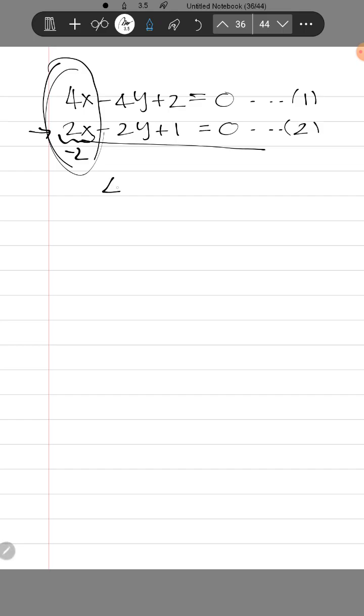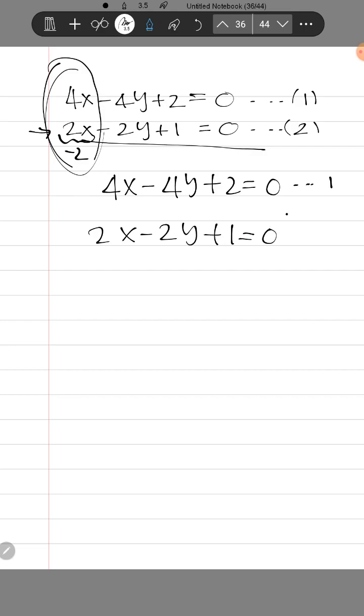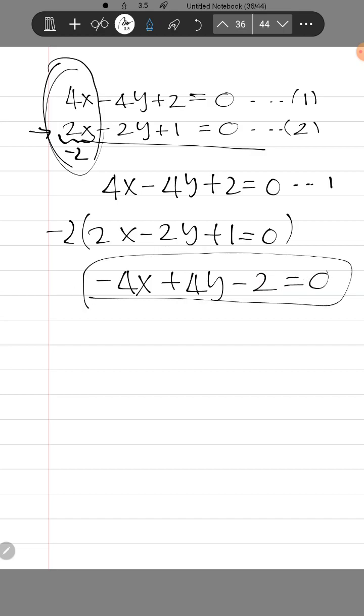So the first equation, 4x minus 4y plus 2 is equal to 0, equation 1. Second equation, 2x minus 2y plus 1 is equal to 0. I multiply this one by minus 2. Minus 4x plus 4y minus 2 is equal to 0. Now I have this one here and this one here. These are my interest at this time.